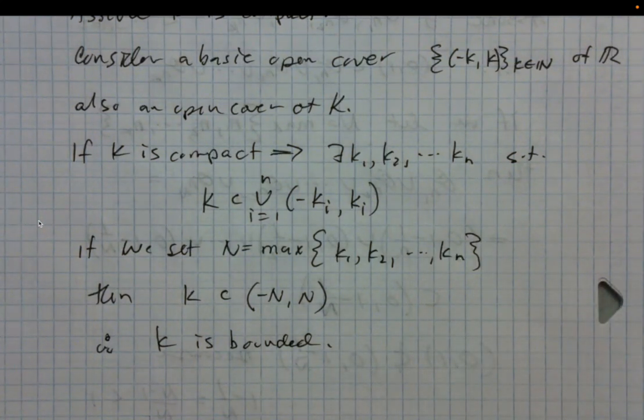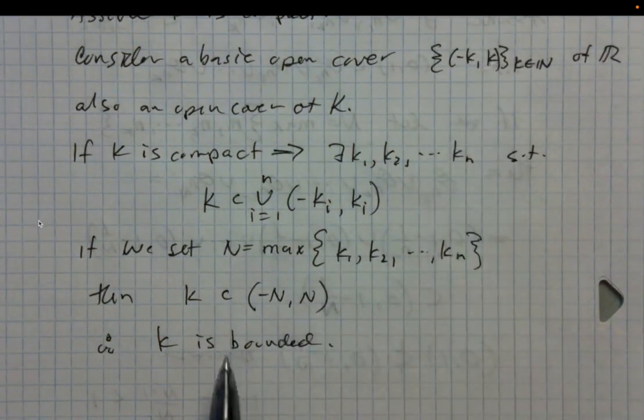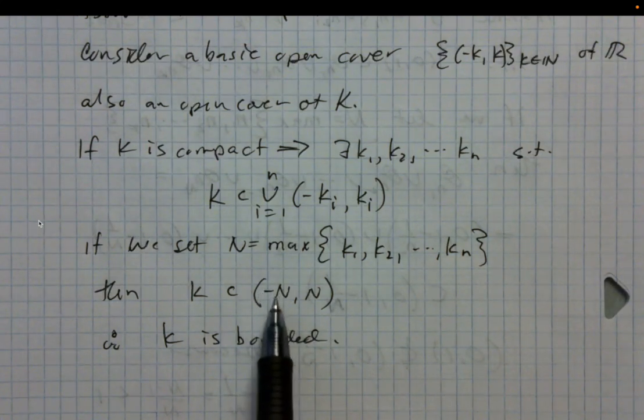Just the fact that K is compact means that for this particular open cover, which covers K for sure no matter what, you can identify some subset of open sets in this thing which, given the structure of this, means you can identify a lower bound and an upper bound. And that's the definition of bounded.